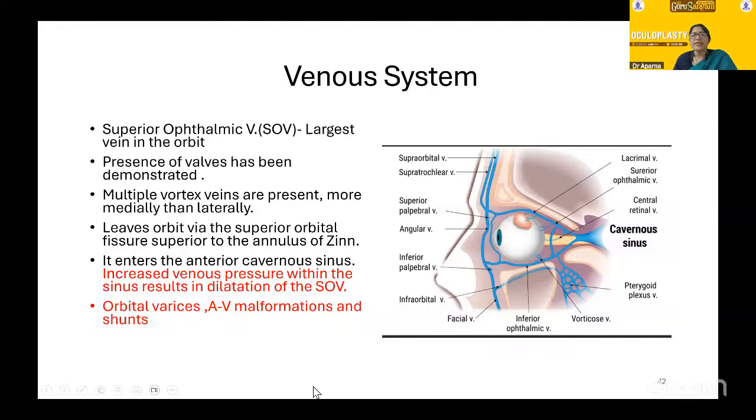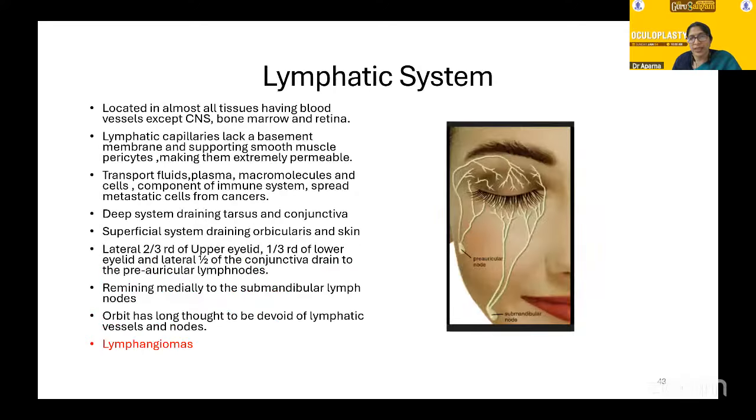If there is increased venous pressure within the sinus, that results in dilatation of the superior ophthalmic vein, as we have seen in a few cases of CCF in the previous discussions. Orbital varices and AV malformations and shunts can also form in the orbits. The lymphatic system in a gist is given over here.